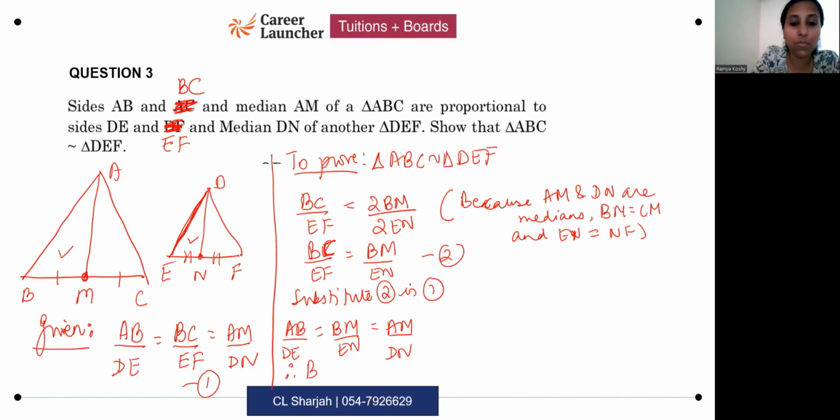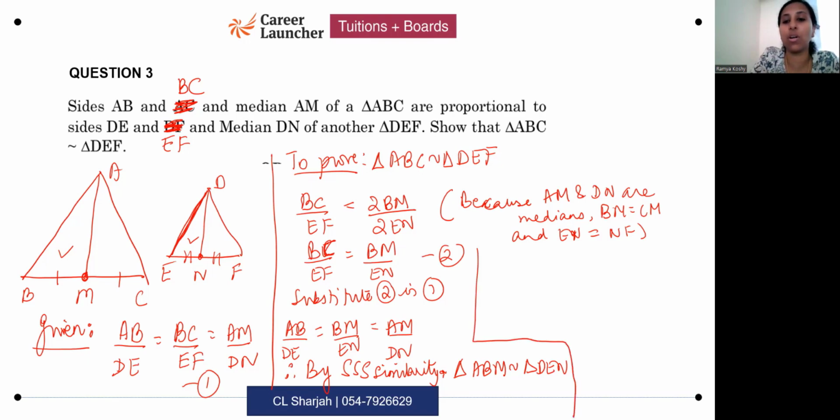So therefore, by which similarity? SSS. I did not do that during the concept recap. Which are the conditions of similarity? SSS, SAS, AA. So by SSS similarity, what happens? We get triangle ABM is similar to triangle DEN. Now tell me, they have asked me to prove the big triangles are similar. I have proved the small triangles are similar. What's the advantage of doing this? What's the use of proving the small triangles are similar?